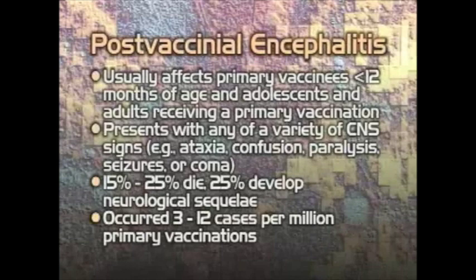Approximately 15 to 25% of vaccinees with this complication die and 25% develop permanent neurological sequelae. It occurred at a rate of 3 to 12 cases per million primary vaccinations. Treatment of post-vaccinal encephalitis is supportive care, as VIG is not effective.